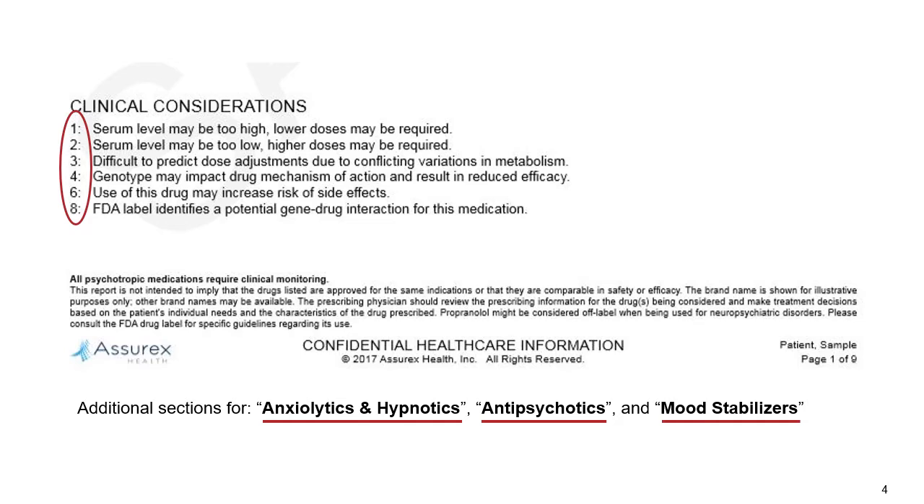There are additional sections for anxiolytics and hypnotics, antipsychotics, and mood stabilizers, and they will all have that same green, yellow, and red categorization and the clinical consideration numerical value assigned to each drug in the yellow and red sections.